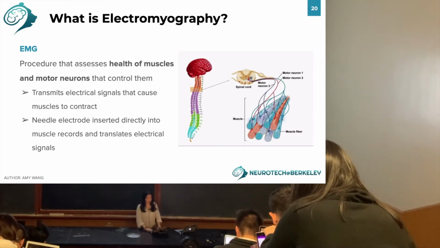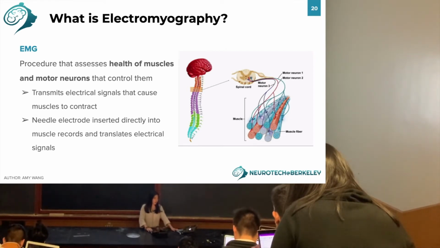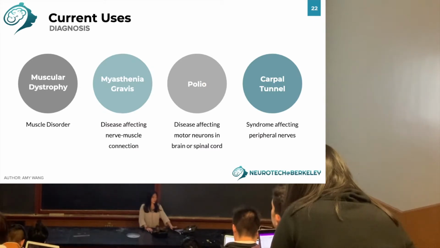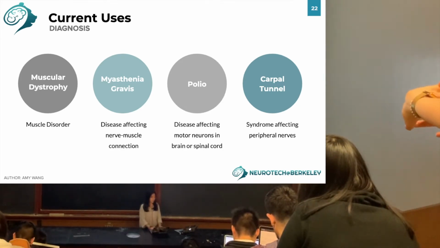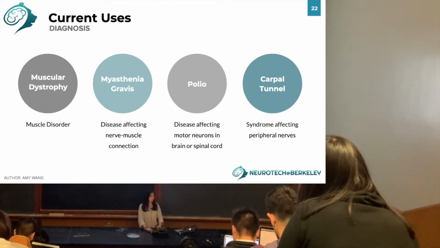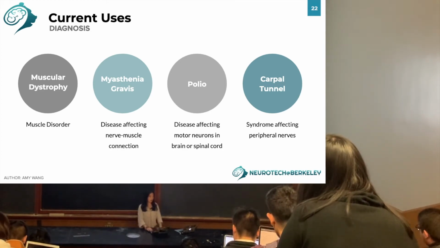And yeah, it's basically listening to our motor planning system, and it's really relevant and important in terms of these kinds of current uses. So, diagnosing muscular dystrophy, which is a muscle disorder, and myasthenia gravis, which is a disease affecting the nerve-muscle connection, which makes sense with EMG. It's looking at the nerve-muscle connection, so it's really good for that. Polio also is a disease affecting motor neurons in the brain and spinal cord, and carpal tunnel, a syndrome affecting peripheral nerves, can be diagnosed using EMG.